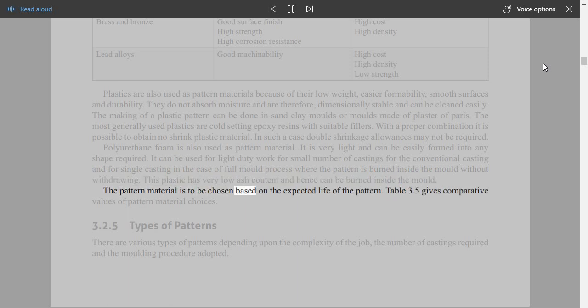The pattern material is to be chosen based on the expected life of the pattern. Table 3.5 gives comparative values of pattern material choices.